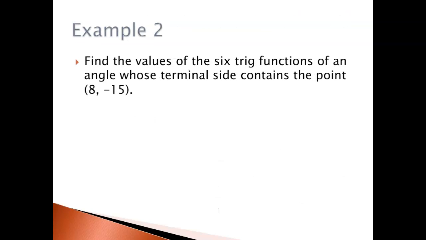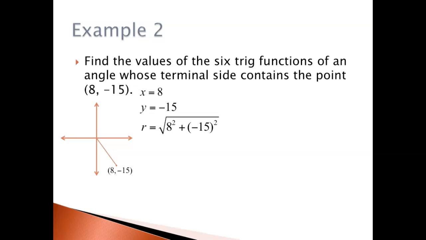So here we go. Find the values of the 6 trig functions of an angle whose terminal side contains the point 8, negative 15. Here's a picture, if it helps. Here's 8, negative 15, so that's the terminal side. So x is 8, y is negative 15, and then r is the square root of 8 squared plus negative 15 squared, so that's going to come out to be 17. Now we can find the values of the 6 trig functions because we have x, y, and r.